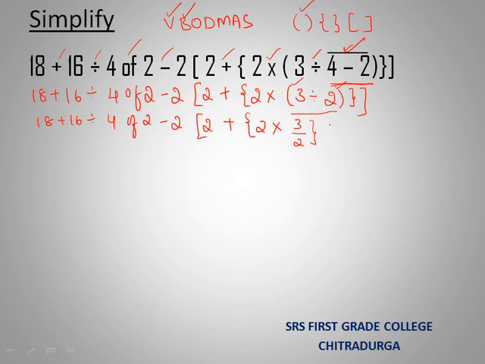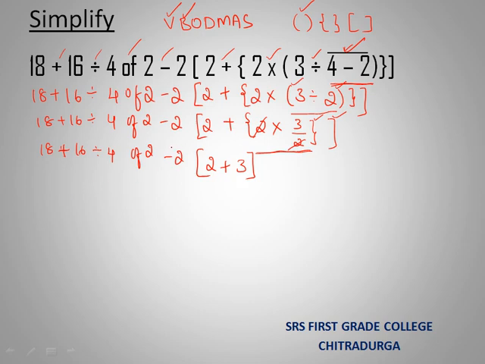We are remaining with flower brackets. Now we are left with two brackets: one is square brackets and the next one is flower brackets. According to the rule, we need to solve the flower bracket first. 18 plus 16 divided by 4 of 2 minus 2, 2 plus, what is 2 into 3 by 2? The 2 gets cancelled, so we are left with 3.